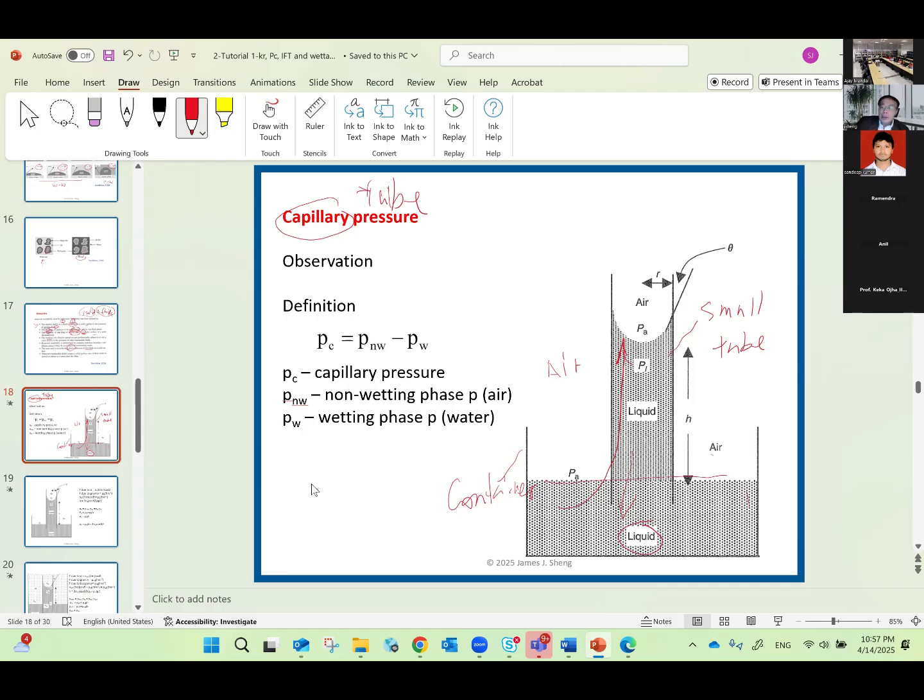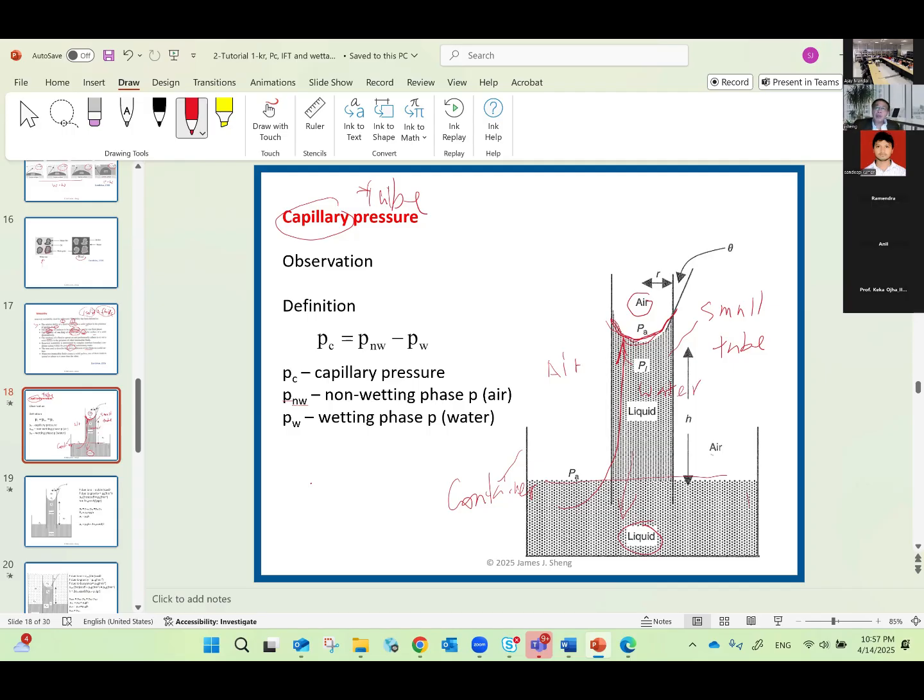So this is the phenomenon: you see the water climbs in the tube. Because of this, the water surface has climbed to the top, so high. Let's look at this interface. Above is oil, and in the bottom is water.